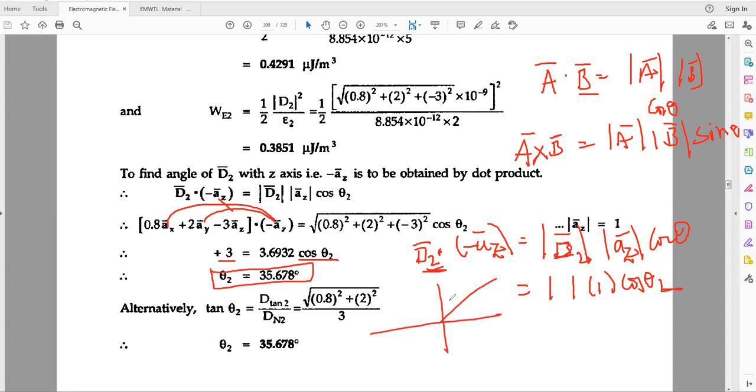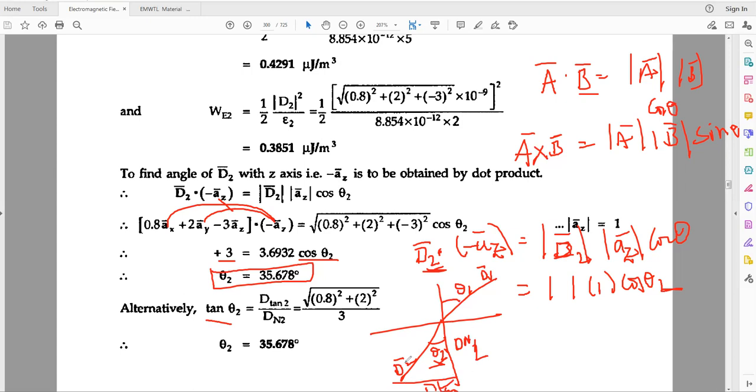They show that D bar is with an angle of theta 1, D1 bar, and D2 bar with an angle theta 2, and we got theta 2 as 35.678 degrees. Got it, my students? And the last one, alternately, tan theta 2 is equal to D tan 2 by D n2. Let us take this function as a normal component, and the tangential component is tan theta, the opposite side, D tan, by the adjacent side, D n2.